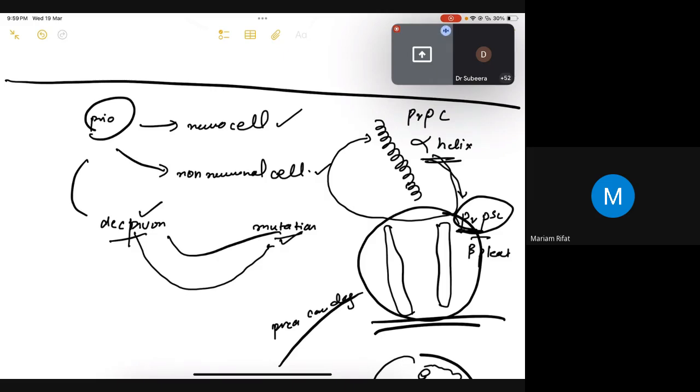So we are going to have a vicious cycle of getting more and more defected beta pleated prion proteins, right?